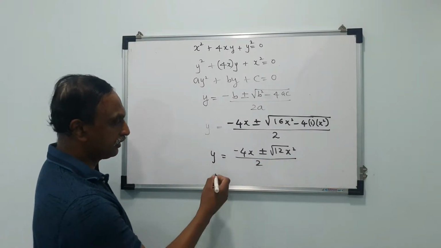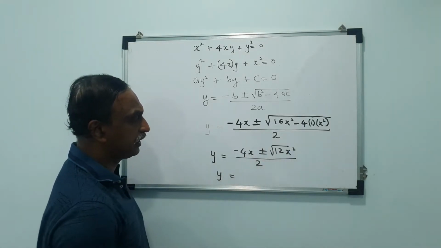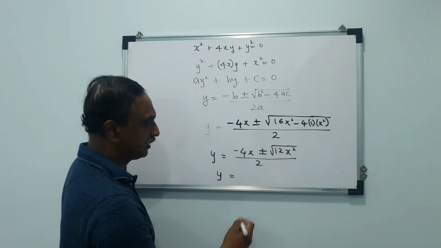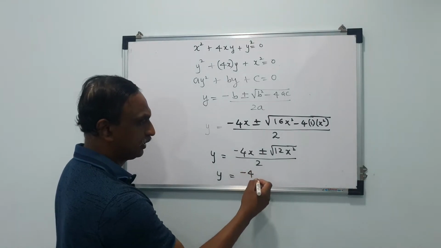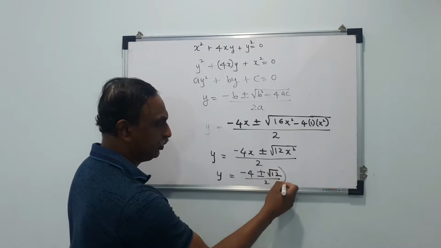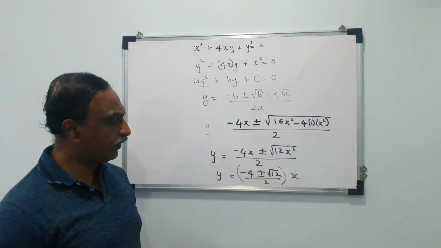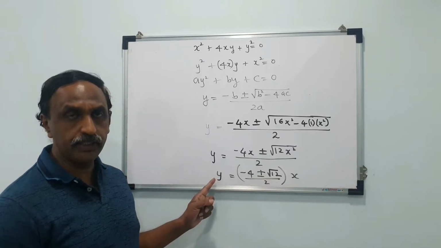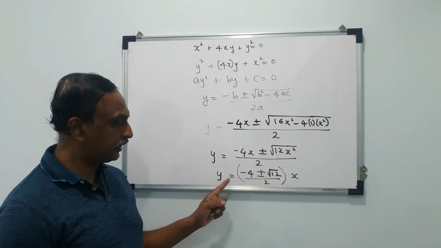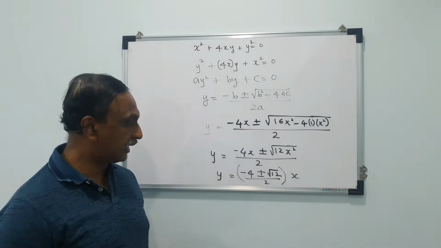So now I can get y is equal to, let me take the root of x square, which is x, so minus 4 plus or minus root 12 divided by 2 into x. Now if you want we can further simplify this, but my point here is I can separate the equation. One with a plus sign I'll get one line, with a minus sign I'll get another line.